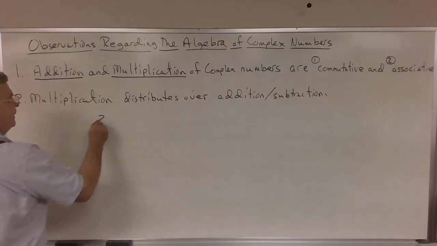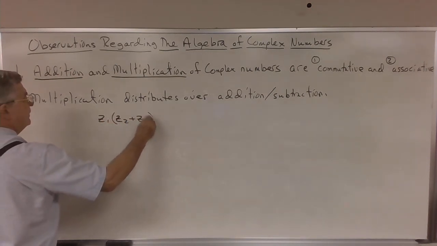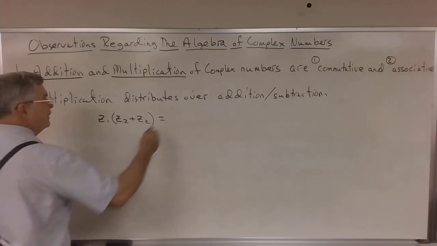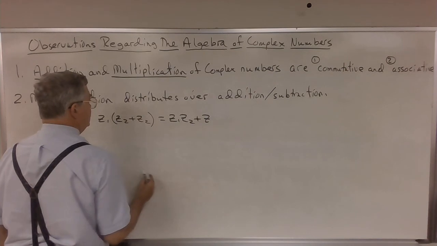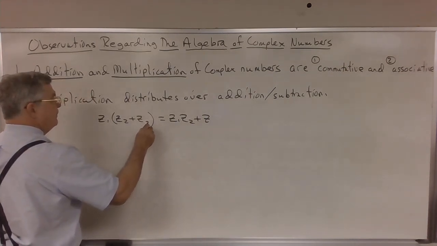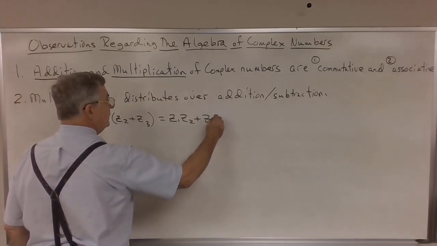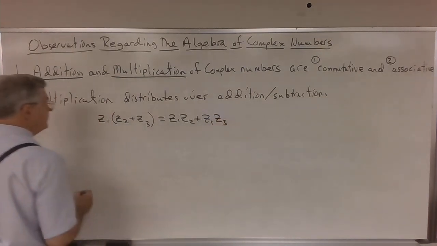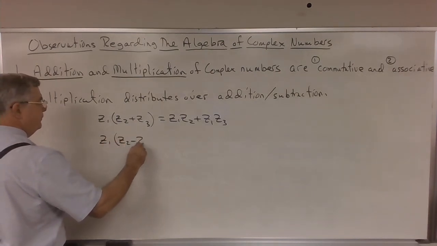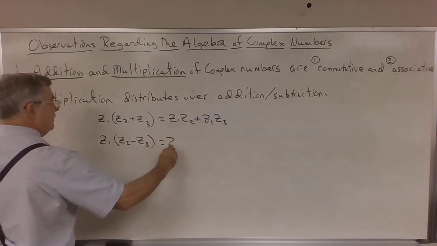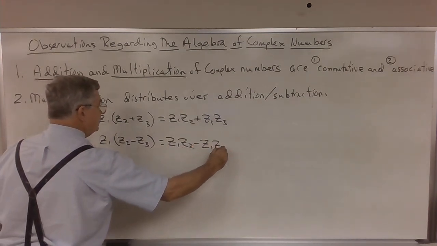Multiplication distributes over addition and subtraction, so we get z1 times z2 plus, let's make that a z3, z1 z2 plus z1 z3. And z1 times z2 minus z3 is z1 z2 minus z1 z3.